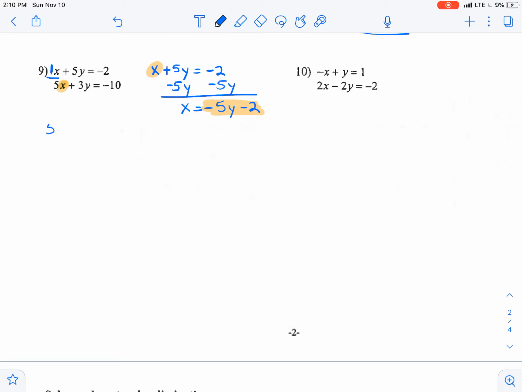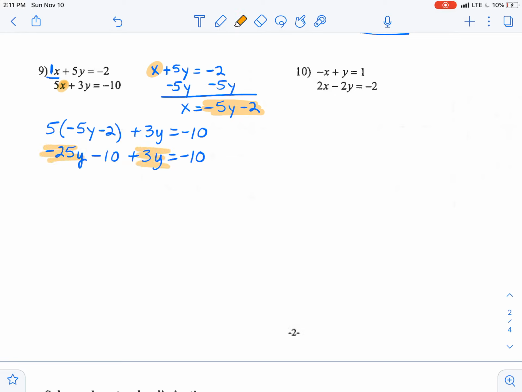Okay, so I have 5 times x. Well, that x is this right here. Okay, and now I'm going to distribute. Okay? I'm going to combine my like terms. So these two are my like terms. They're on the same side, so I just combine them.